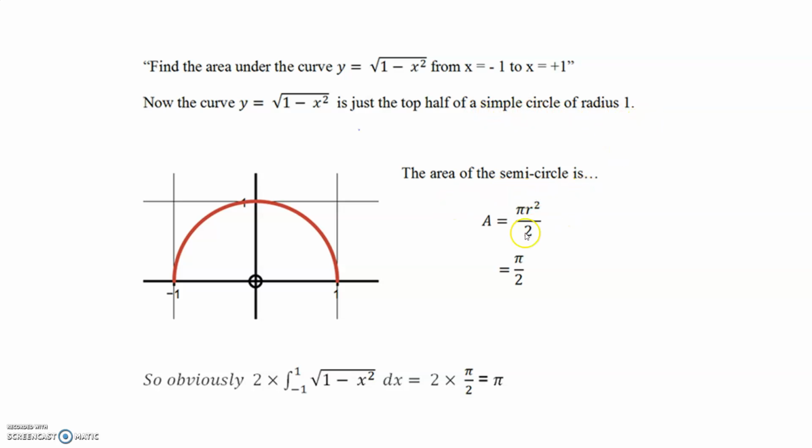The area of a semicircle is what? Yes, A is equal to pi r square upon 2. Pi upon 2 is the area. Now, the integral from minus 1 to 1 of under root 1 minus x square, because it is an even function, we derive 2 times pi by 2 is equal to pi.